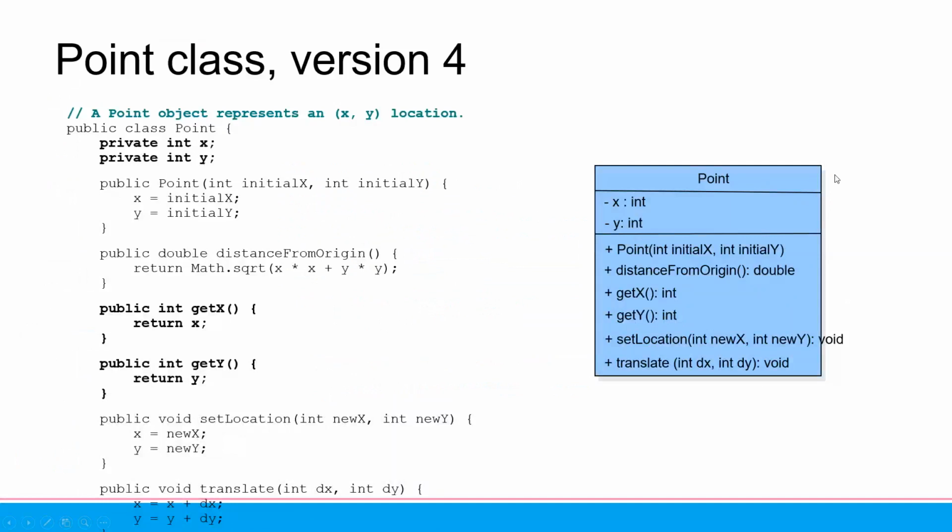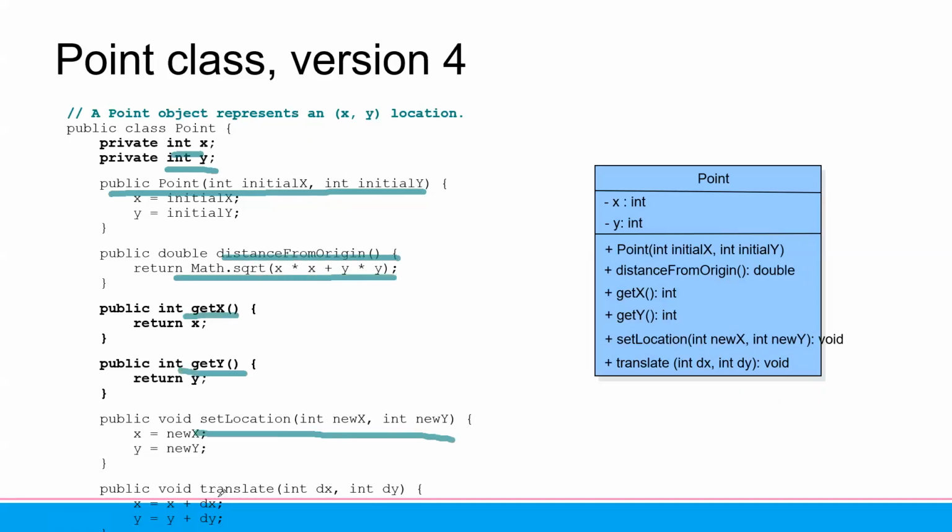This is the final one. Oh, this is version 4. This is the point class, the complete one. I have the private integer x, private integer y, and then I have the constructor with 2 parameters. In my point Java class, I have another constructor with no parameters. We can calculate the distance from origin with this, and then we have get x, get y, set location, and translate.